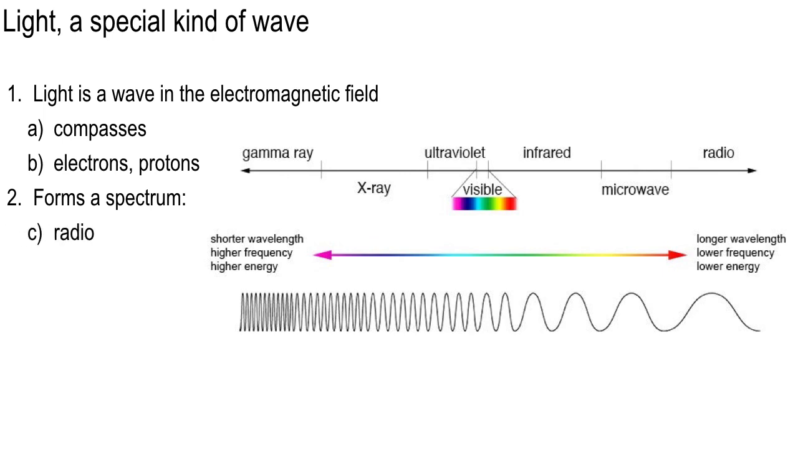Okay? Now, radio and infrared are the longer wavelengths, and then the visible is in the middle. So I always use the name Roy G. Biv because that's the order of the colors: red, orange, yellow, green, blue, indigo, and violet. Okay? It's almost like a name, Roy G. Biv.